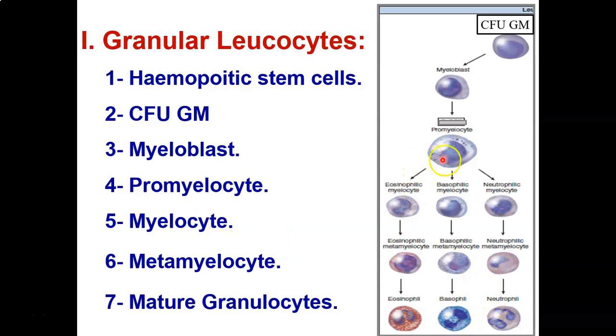Regarding the information about development in leukocytes, note here that eosinophilic, basophilic, and neutrophilic differentiation occur at the level of the myelocyte. At the level of the myelocyte, you will have eosinophil, basophil, neutrophil. This is the first cell that shows differentiation.